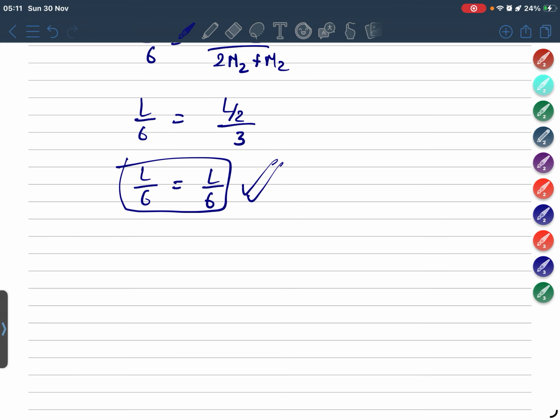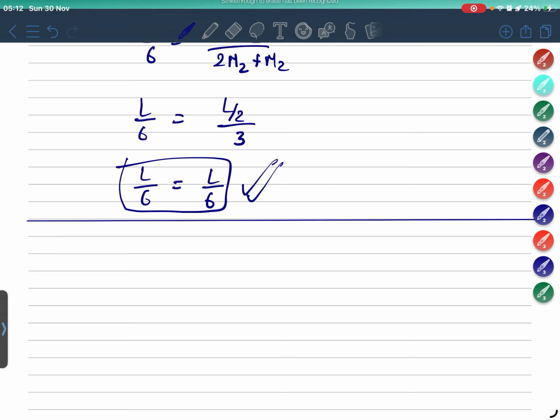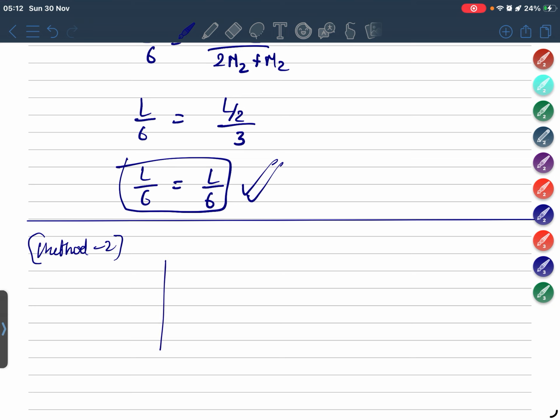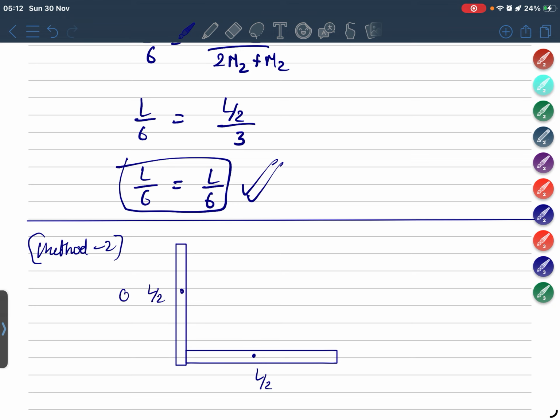I am showing you a faster method, which looks simpler, but you have to understand what's going on. So this is method 2. As we have the system of two rods here, this one has center of mass 0 comma L by 2, and this one has L by 2 comma 0.